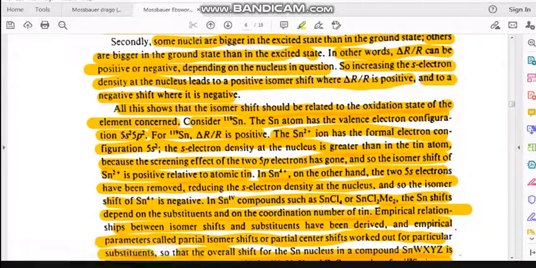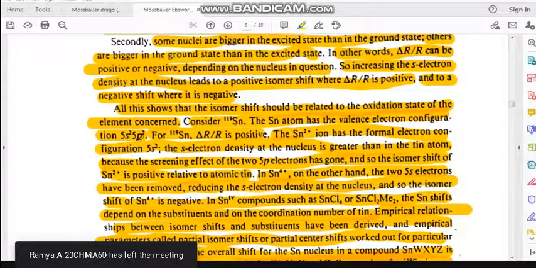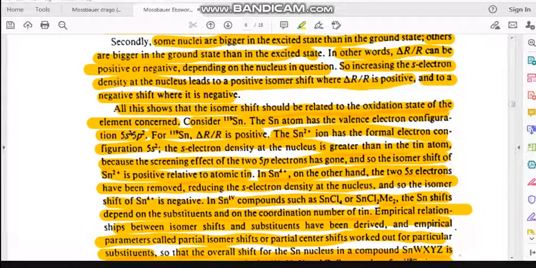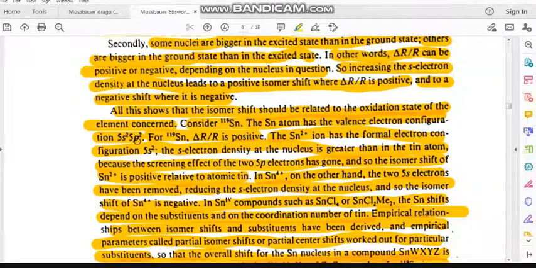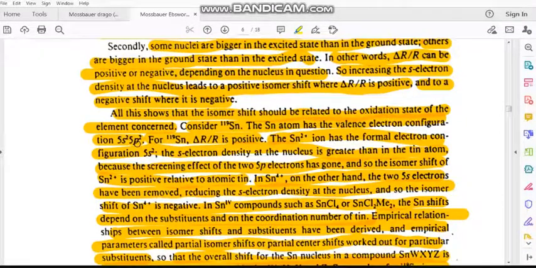So simple tin has the electronic configuration 5s2 5p2. For tin 2 plus, it has the electronic configuration 5s2. So what is the difference between tin 2 plus and tin? The screening effect of the 5p orbital is gone in Sn2 plus. So basically, the s electron density at the nucleus is higher than in the tin atom for tin 2 plus.